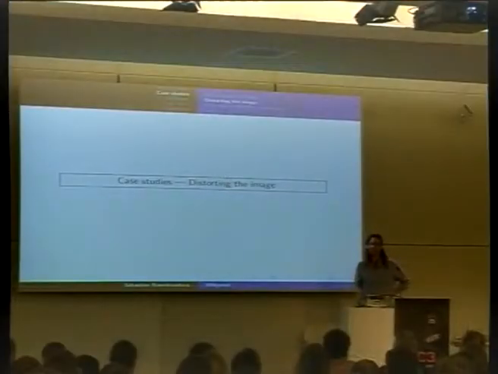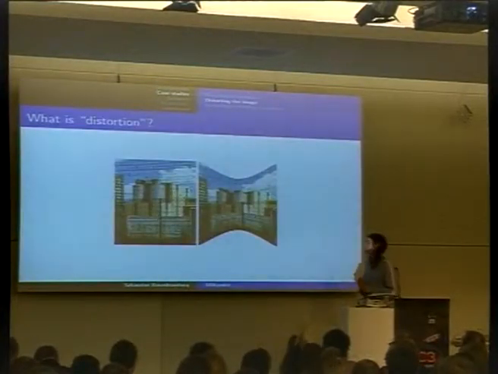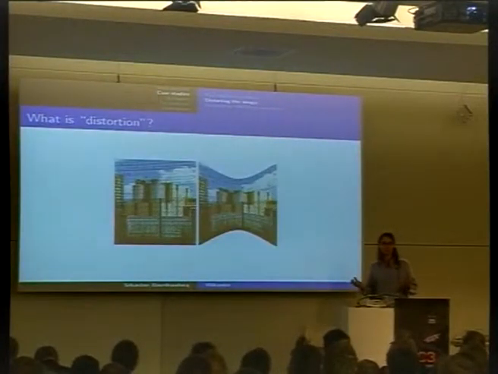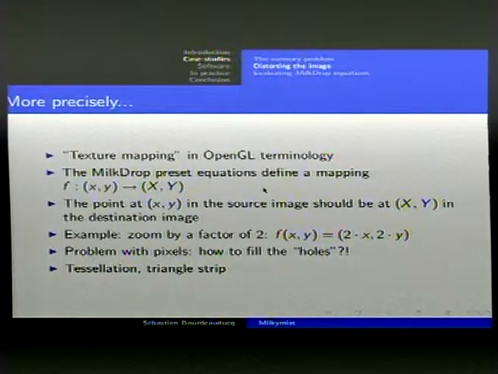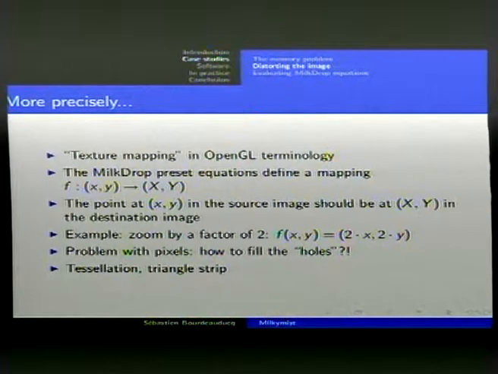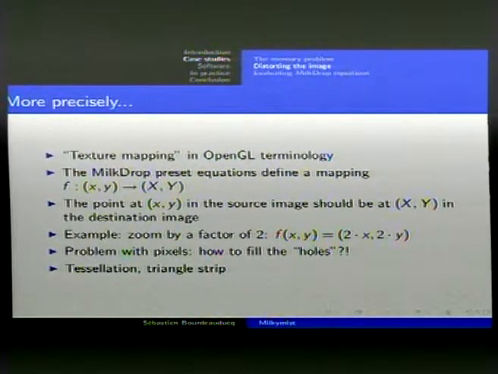So I will explain now how you can distort an image with good performance. First, what I mean with distortion. Distortion is basically doing this effect, as you can see in the picture. You take a square image and you can just shrink it, or you can zoom it, you can do whatever you want with it.